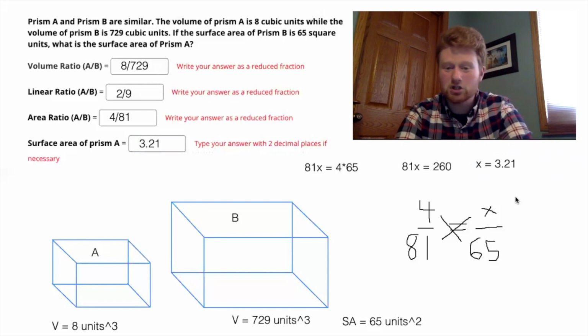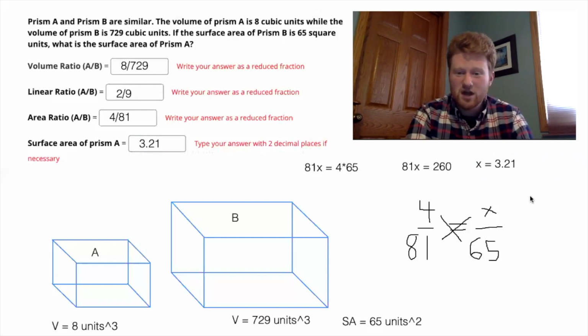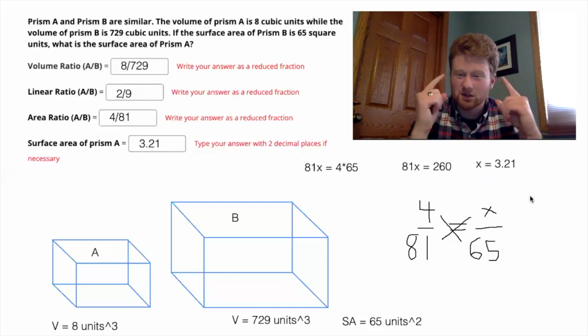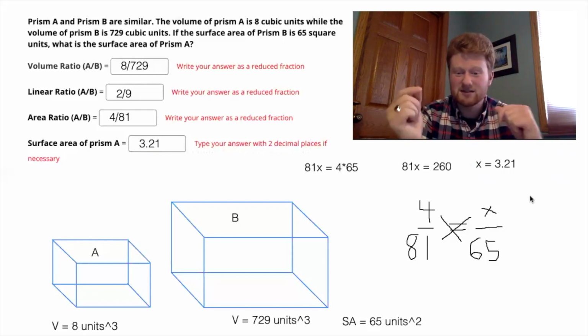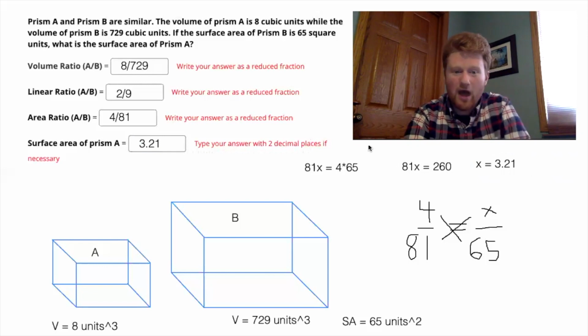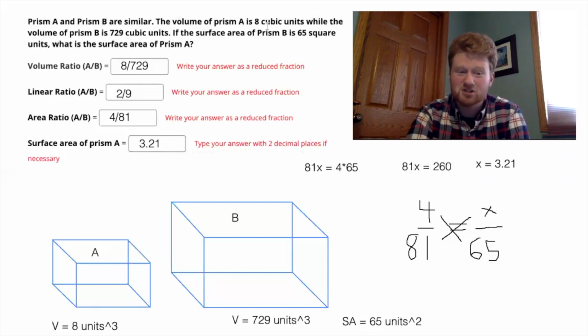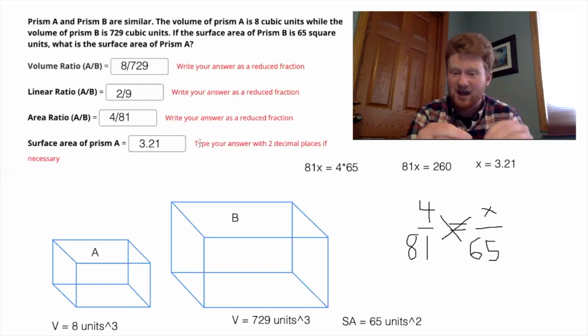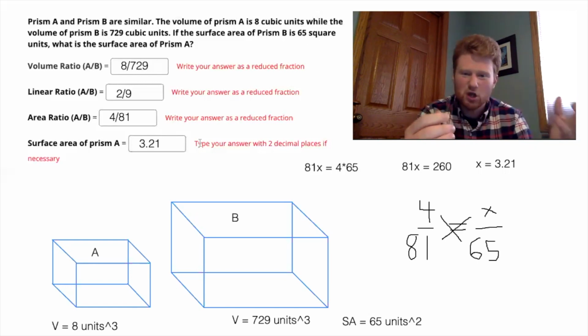The last thing I encourage you to do is to use your skills of estimation a little bit to check your answers. Basically saying to yourself, does it make sense? Well, the volume of prism A is much less than the volume of prism B. So we'd expect the surface area of prism A to be considerably smaller than the surface area of prism B. And here it is. Prism B is 65 and prism A is 3.21. So that checks out with what we would expect for the problem. So that's just a way to check your answer. So knowing that it makes sense and also you did the math, that is our final answer.